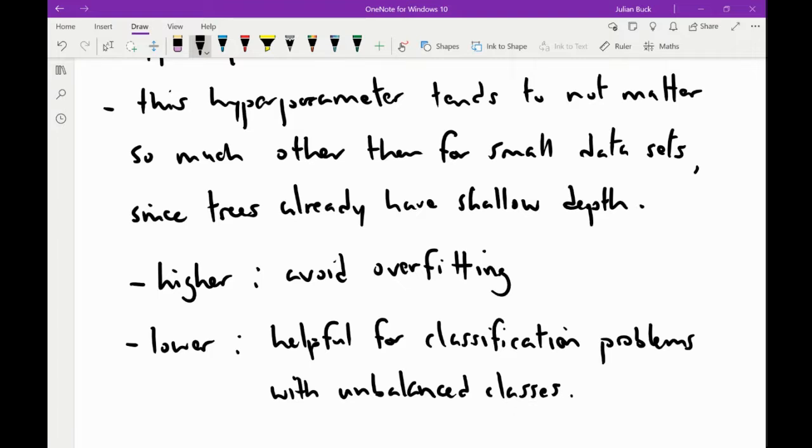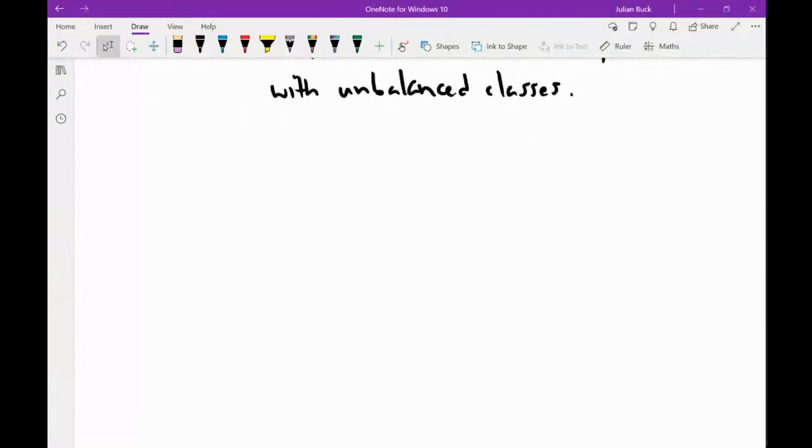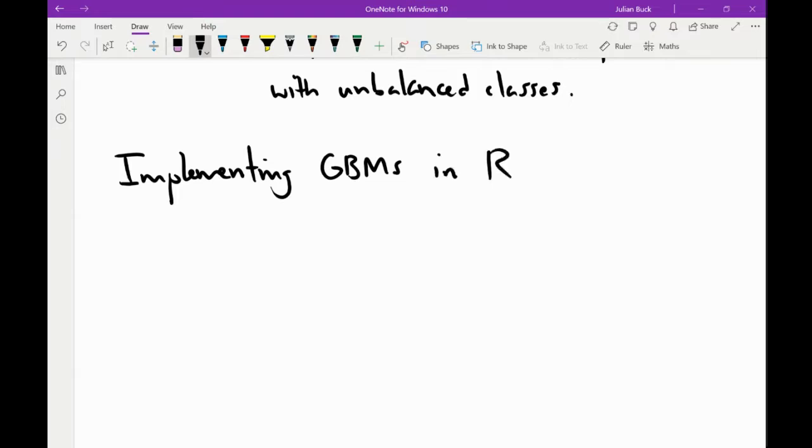All right, so that's the summary of some of the main hyperparameters. Now let's talk about implementing in R. Also, we haven't talked yet at all about stochastic hyperparameters. So if we want to do stochastic gradient boosting, which we introduced previously, there are additional hyperparameters, and we'll get to that a little bit later.